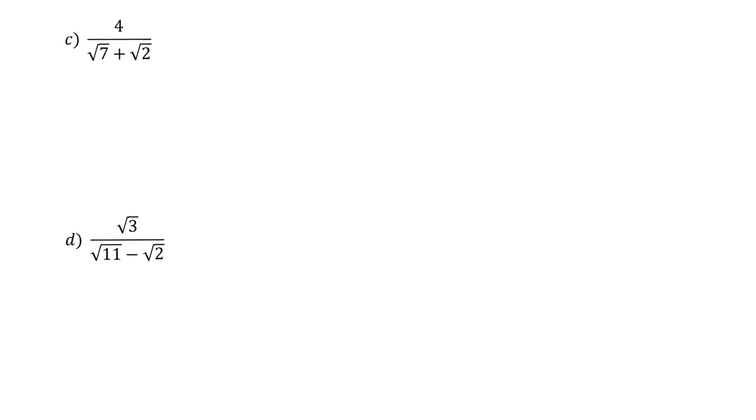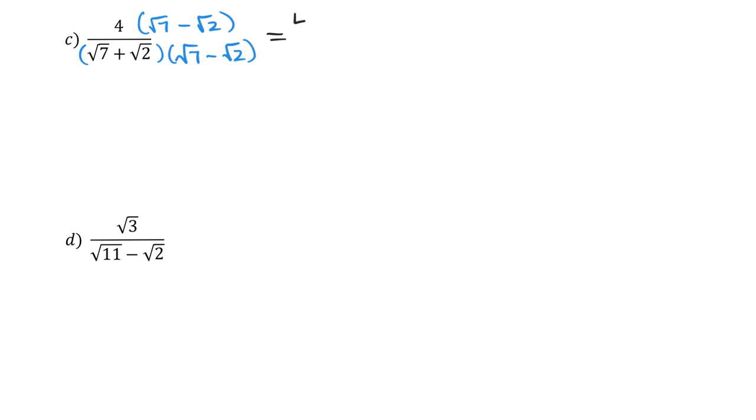Okay, C, same thing. The denominator has root 7 plus root 2. Since it's two terms being added or subtracted, I multiply by the conjugate. So I'm going to do root 7 minus root 2. Since they're both radicals, it actually doesn't matter which one you change the signs on. Let's see what I get.